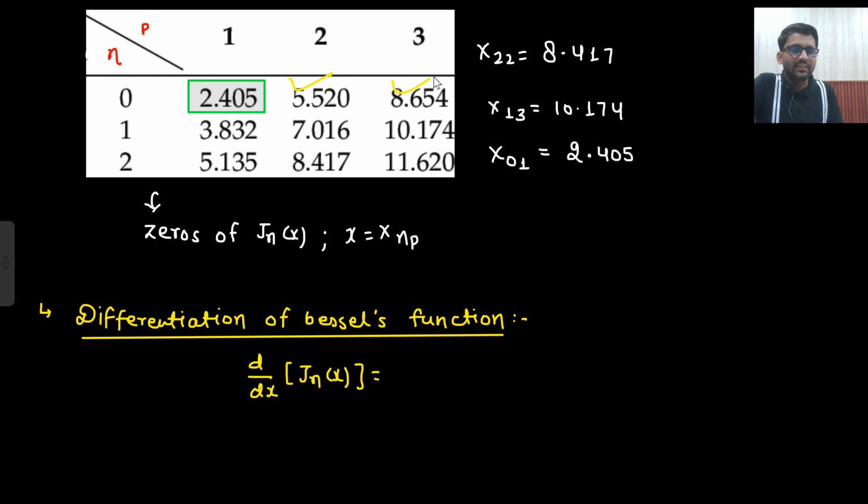This 5.502 is larger, 8.654 is larger than 2.405. This is also larger. This is the minimum value, no? So the minimum value I am asking you to remember. Why I am asking you to remember, you will understand later on in this video. So only this value I am asking you to remember.